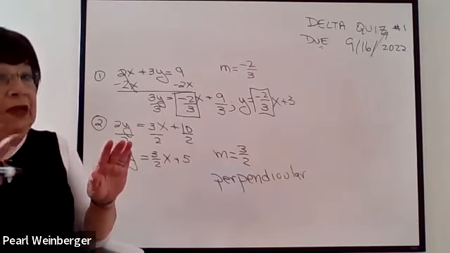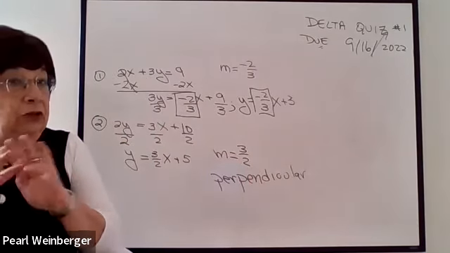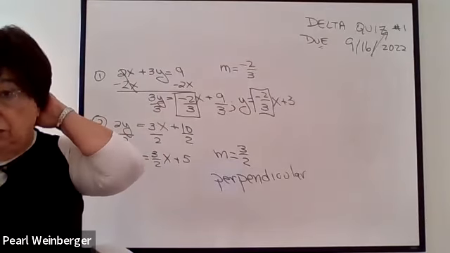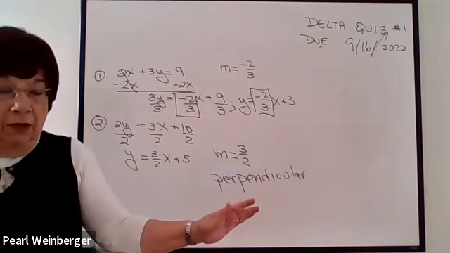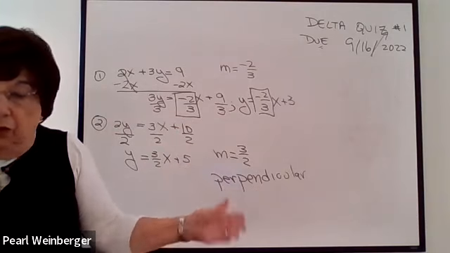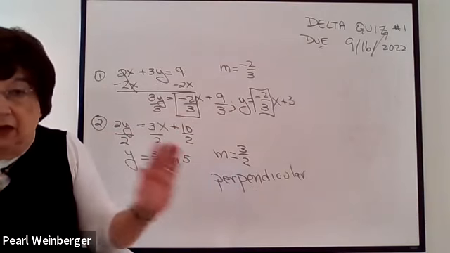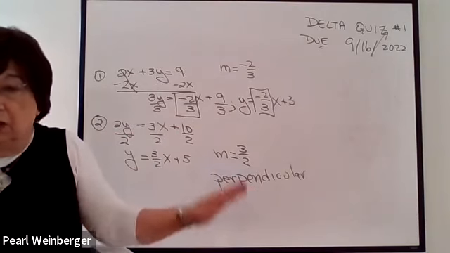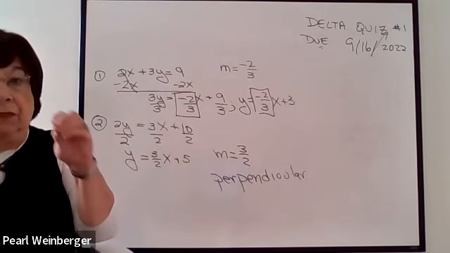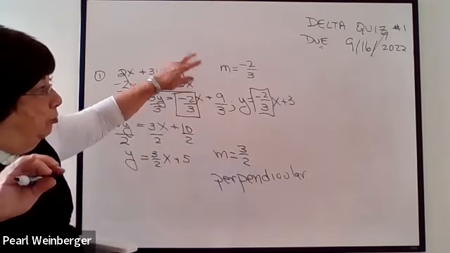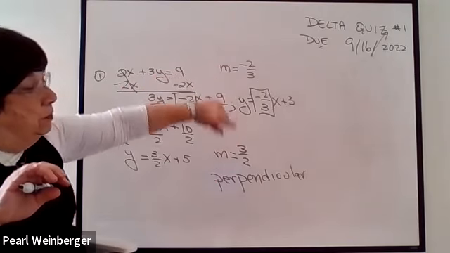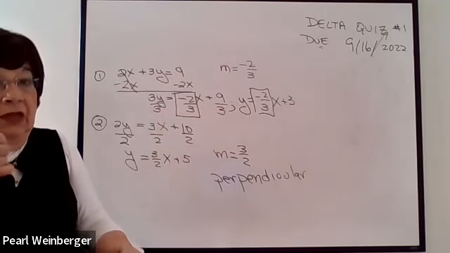It can't just be opposite. It can't just be reciprocal. It has to be both. If it's just reciprocals, not parallel, not perpendicular. If it's just opposite, one positive, one negative, but they're not reciprocals, neither parallel nor perpendicular. In order to be perpendicular, they have to have both features, opposite signs and reciprocals flipped over.